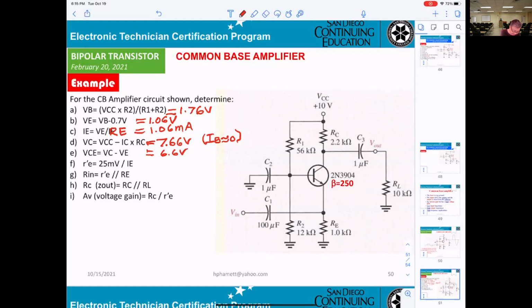R prime E: 25 divided by IE, 1.06. 23.5. Let's see, 25 divided by 1.06. 23.6 ohm. Yes.